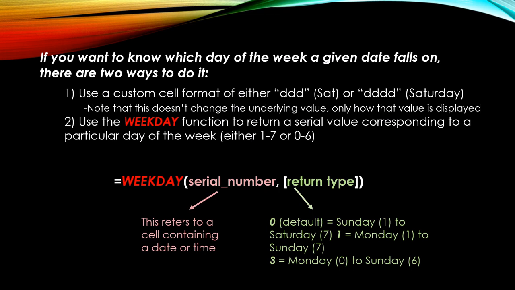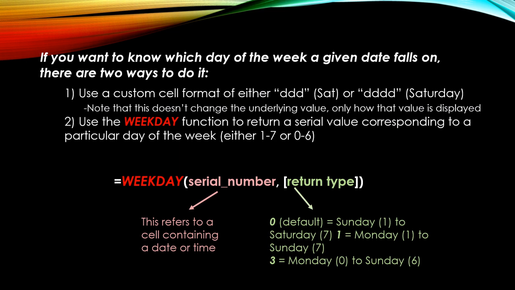Today let's talk about three more date functions: weekday, workday, and networkdays. Starting with weekday, it's a really valuable one. It shows you which day of the week a given date falls on, and there are two ways you can do this. The first is just to use a custom cell format, so you can use either 3 Ds to get an abbreviated day of week or 4 Ds to get the full day of week. And again, note that this isn't actually changing the value or creating any kind of new value. It's only changing how the original date value is being displayed to you.